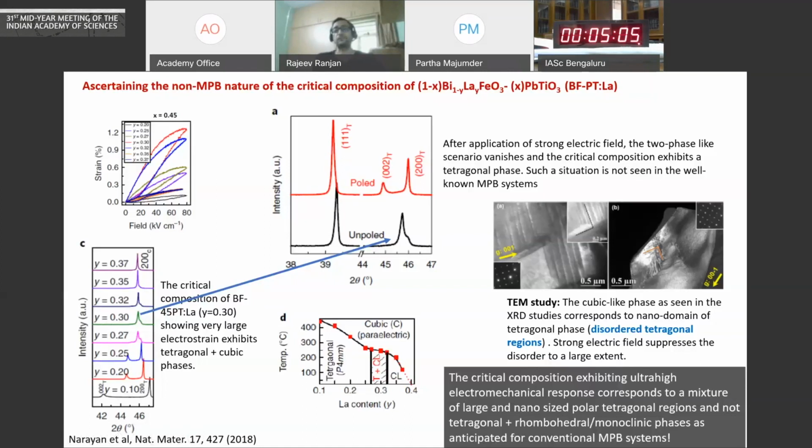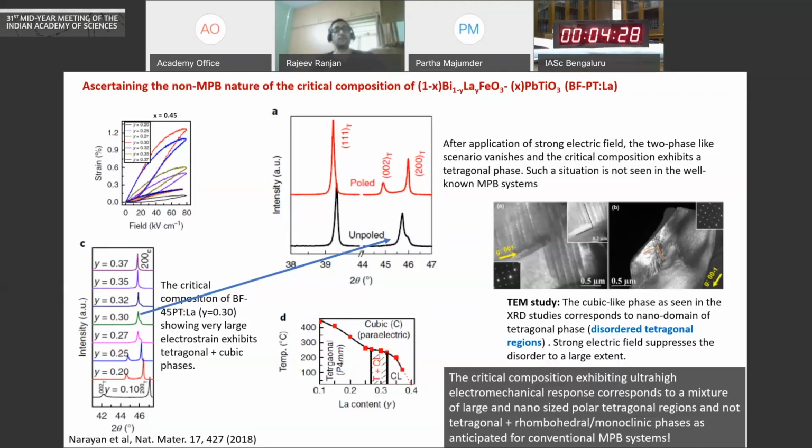Some studies have shown that these cubic-like regions correspond to still a tetragonal phase, but not long range order tetragonal, rather very small range order tetragonal phase. So what happens when you apply an electric field is that this small range order tetragonal becomes long range order tetragonal domains. And when you look from the XRD point of view, which has a larger coherence length, it sees tetragonal regions everywhere, because the small range regions which appeared as cubic have completely gone away from the scene.